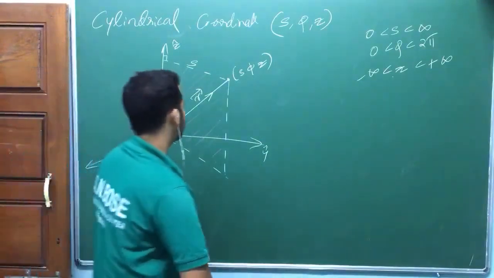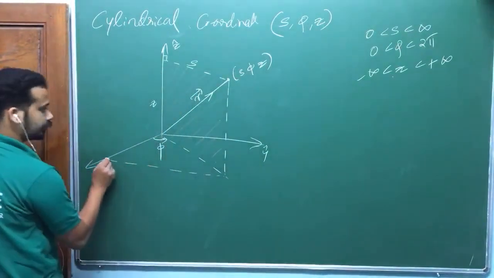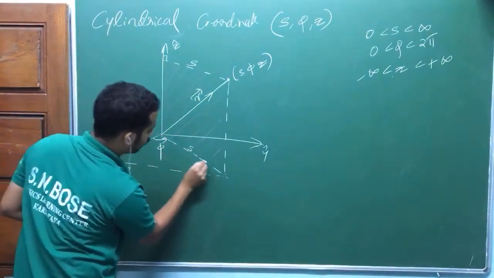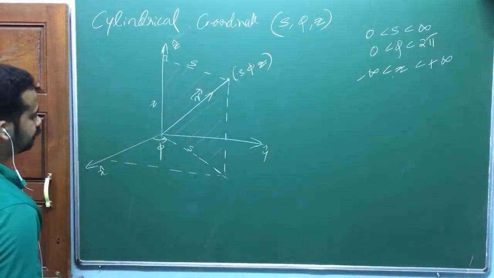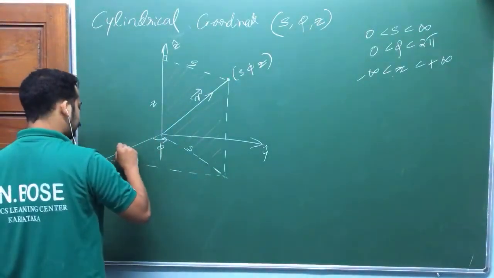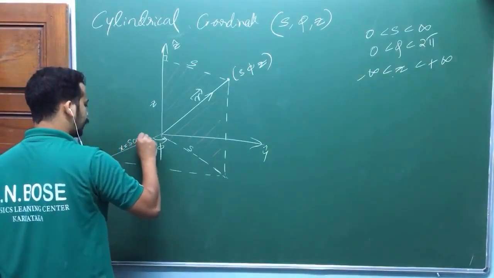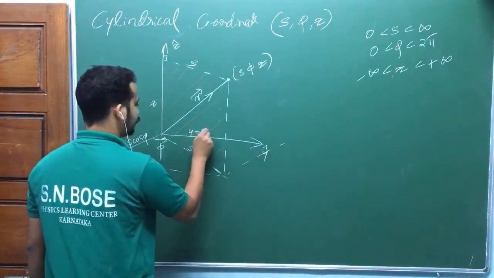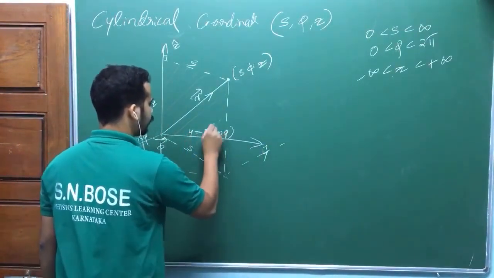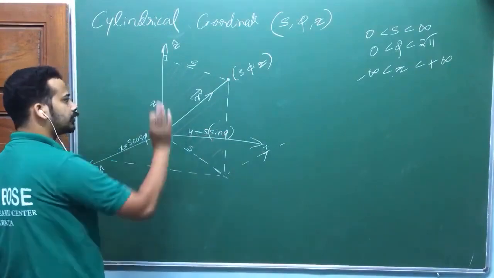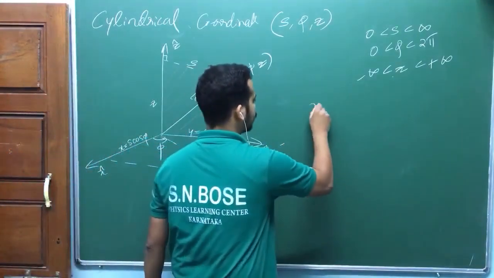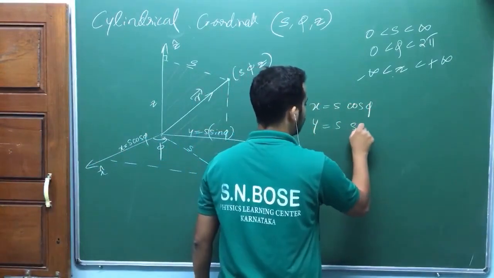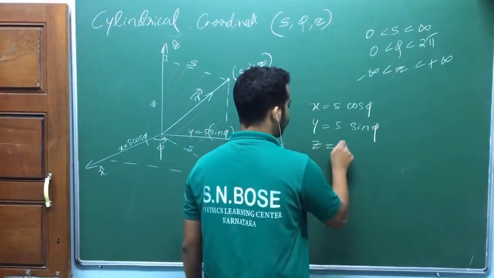Now again, take the transformation equation. Again, how do you define X? Can you just imagine? Speak out. So this is S cos phi. X is equal to S cos phi. And this Y is equal to S sine phi. Check this out. Z equal to Z itself. So can I write like this? X is equal to S cos phi. Y is equal to S sine phi. Z is equal to Z itself.